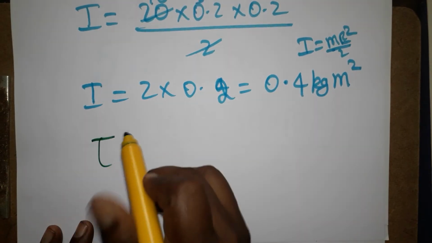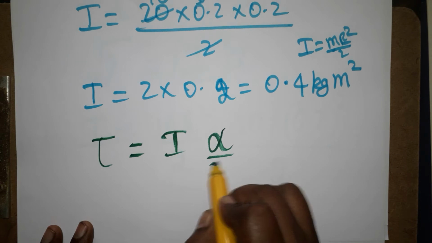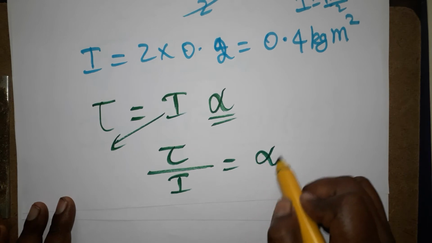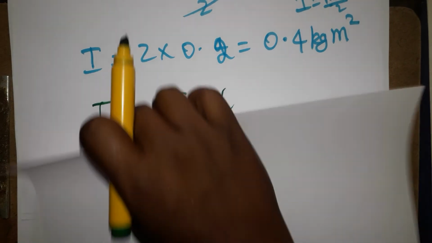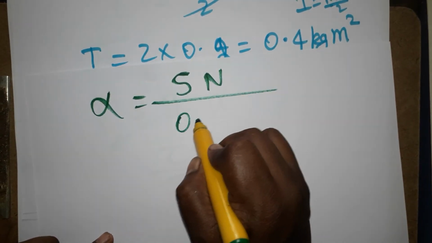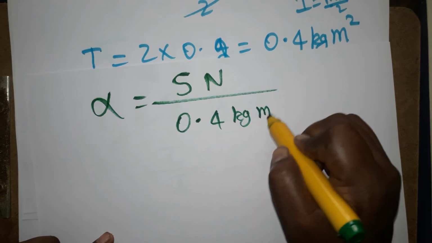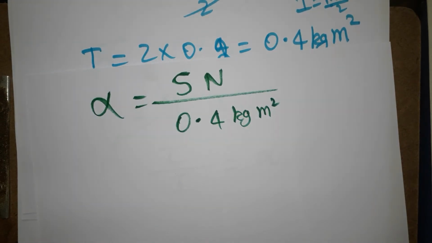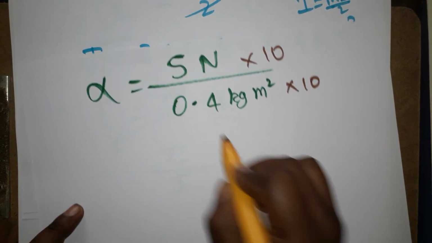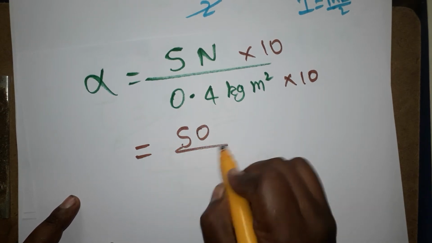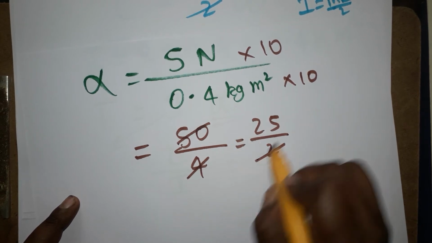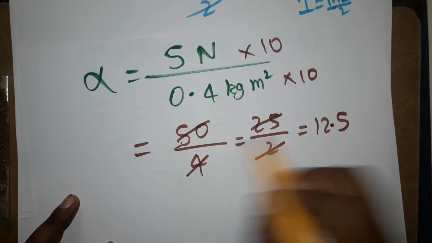Now torque is equal to I alpha, and we are finding alpha, so I comes to the denominator. Torque by inertia is equal to alpha. Torque is 5 newton meter and inertia is 0.4 kg meter square. To remove the decimal, multiply numerator and denominator by 10, giving 50 divided by 4. Cancelling by 2, we get 25 divided by 2, which is 12.5. That is alpha.